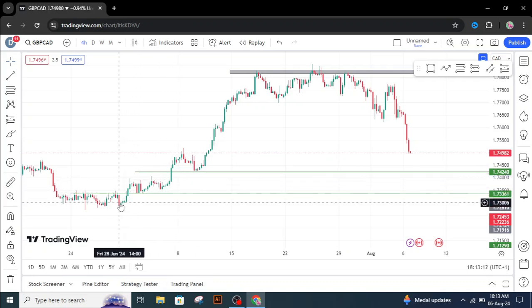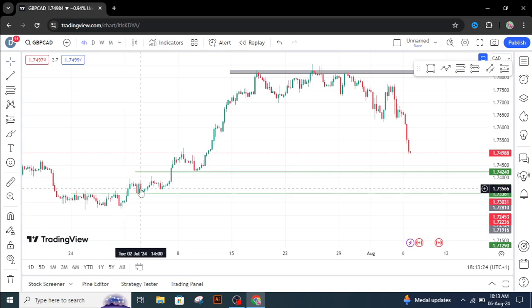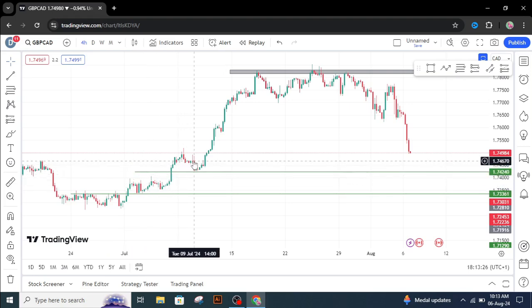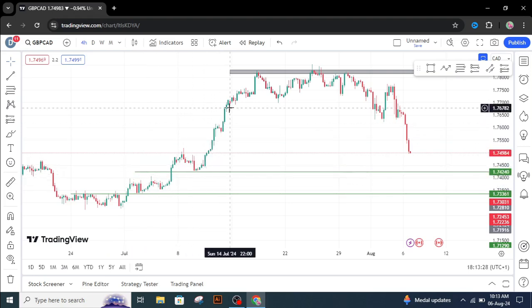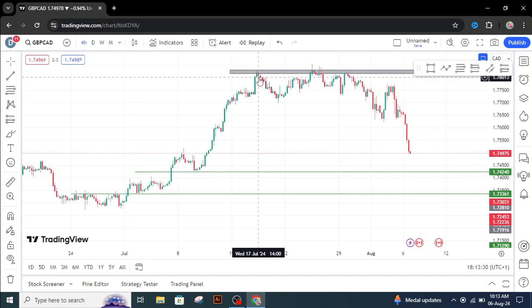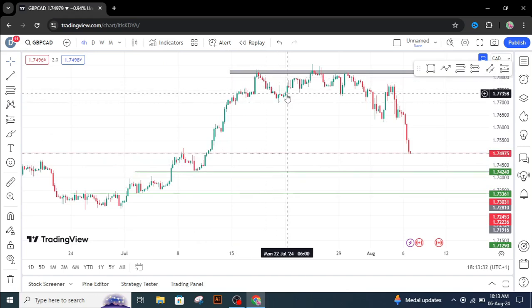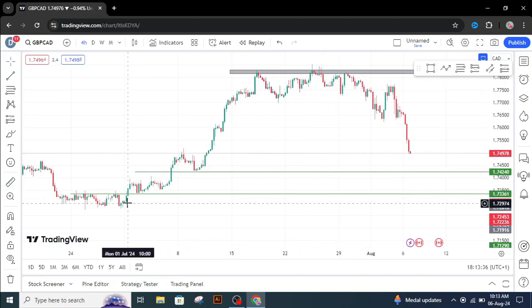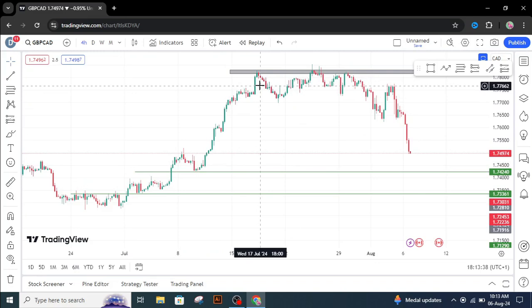Sorry, let me start from June. Okay, let's start from July, because I think June ends around here. So from here, July starts, Monday 1 July 2024. All this trend continues around July, up to this place before it started consolidating. So basically this uptrend happens around July.